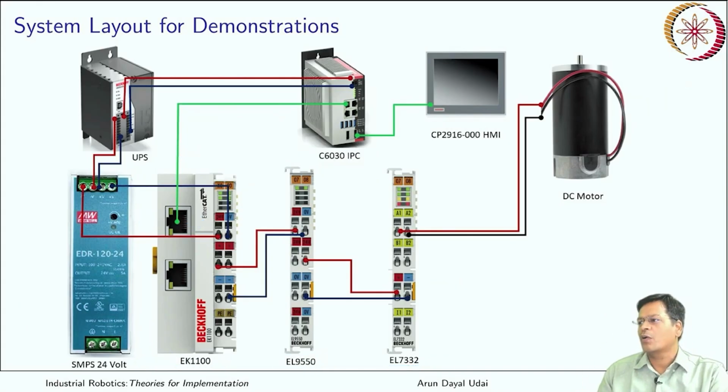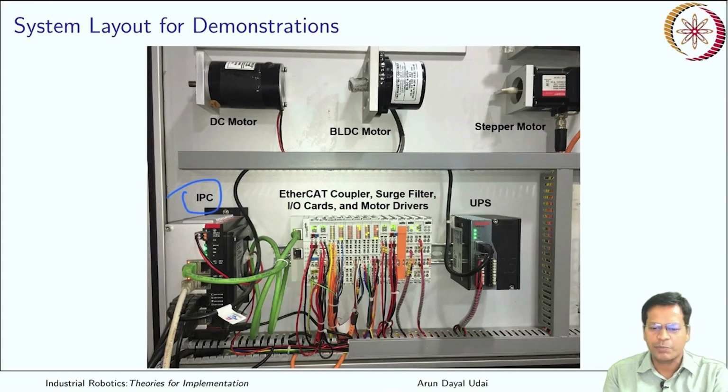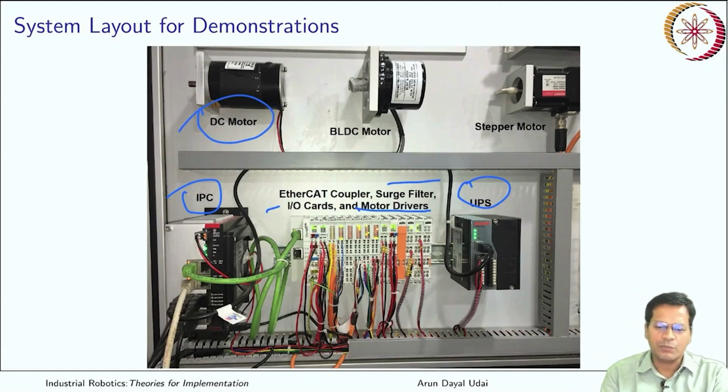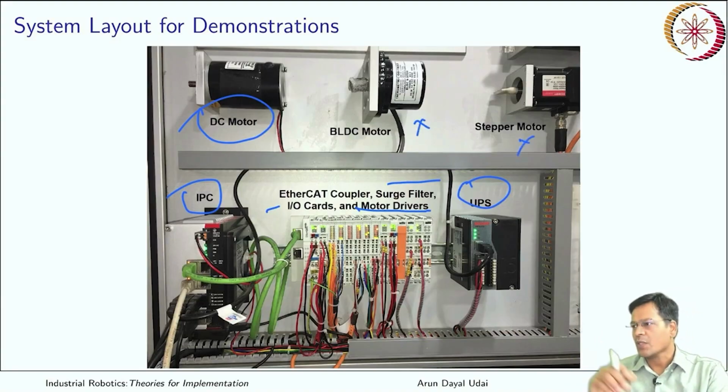Now let's go to the actual system. How does it look? This is your industrial PC, this is the UPS, and this is the EtherCAT coupler with surge filter, with input output cards and motor drivers. Here is the DC motor that I am using today. Forget about the other motors, I am not using those. So the hardware is rigged up like this.